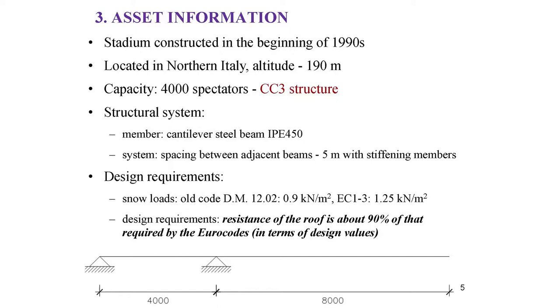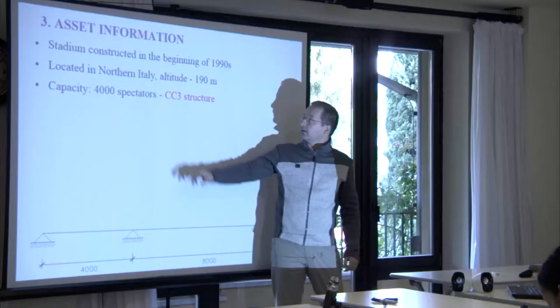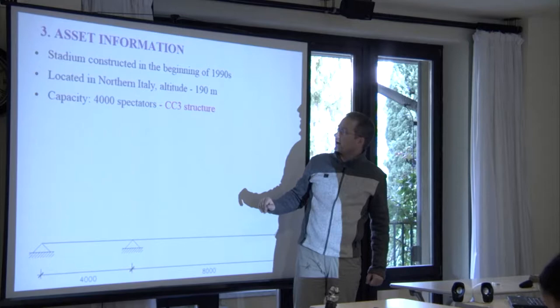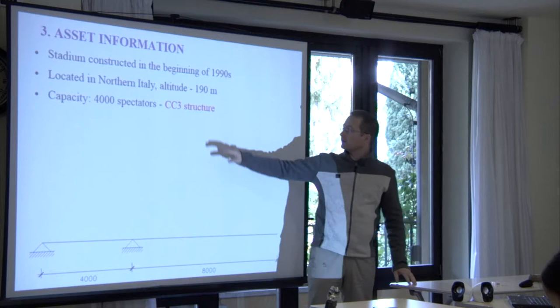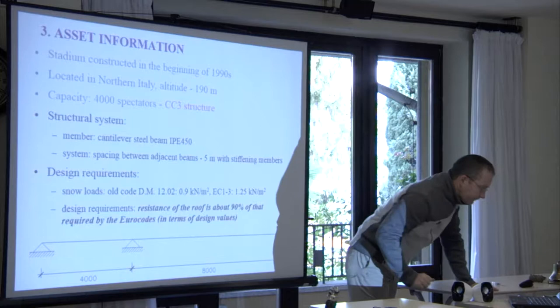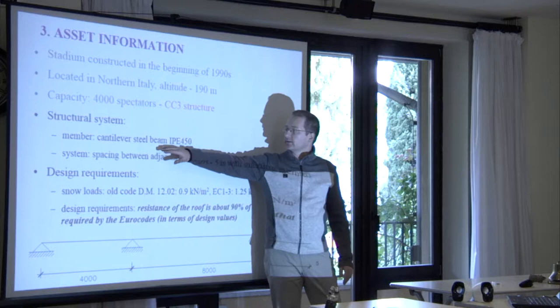It's about the roof of the stadium constructed in the 1990s in northern Italy, at an altitude similar to where we are now. The capacity of the stadium is 1,000 spectators, so the roof structure is considered CC3 consequence class. And well, as for the structural system, we had a look at member level, but also at system level.